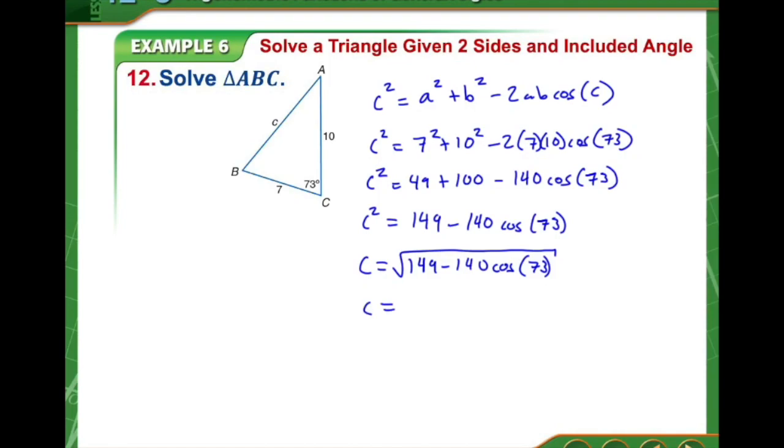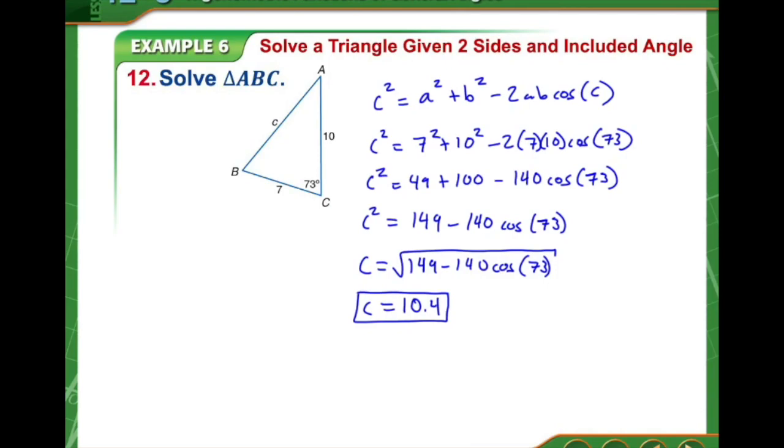It doesn't say where to round, but we're just going to keep going with the same thing we've been doing, where we round to the nearest 10th. So that's going to be 10.4 for C. So now we have little c, we need to find either angle A or angle B, doesn't matter which one we start with.